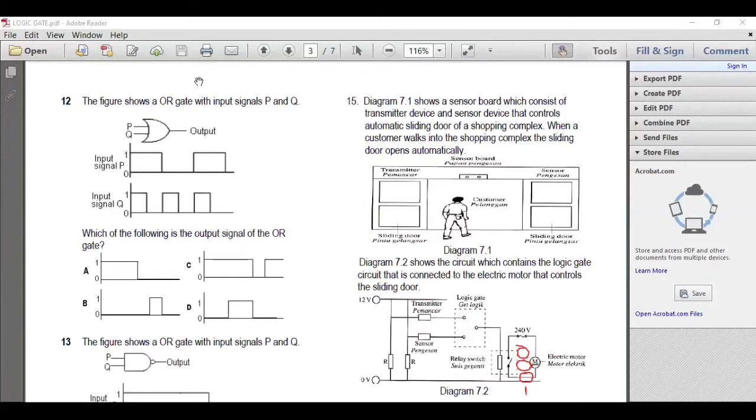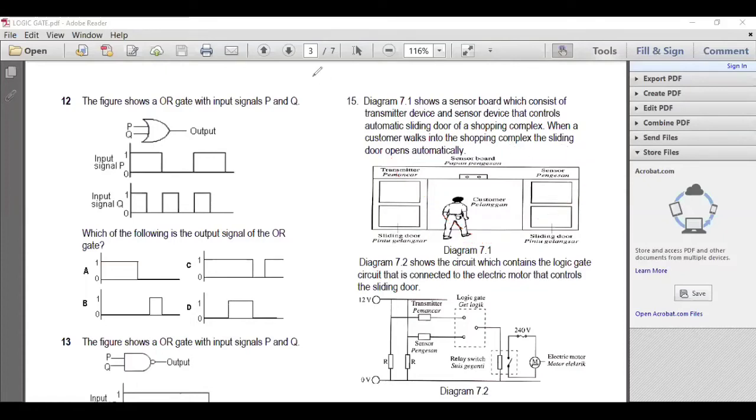You switch on the transmitter. Let's say there's a customer here. The customer will reflect the signal to the sensor. So when the transmitter is 1 and the sensor is 1, the door will open. Now, what happens if the transmitter is on but there's no customer? The signal will reach the floor and be reflected but doesn't touch the sensor. So here is 1, here is 0. That's why the door doesn't open.